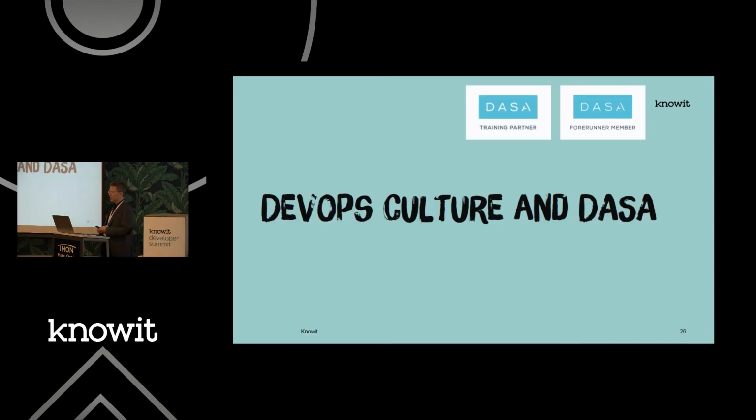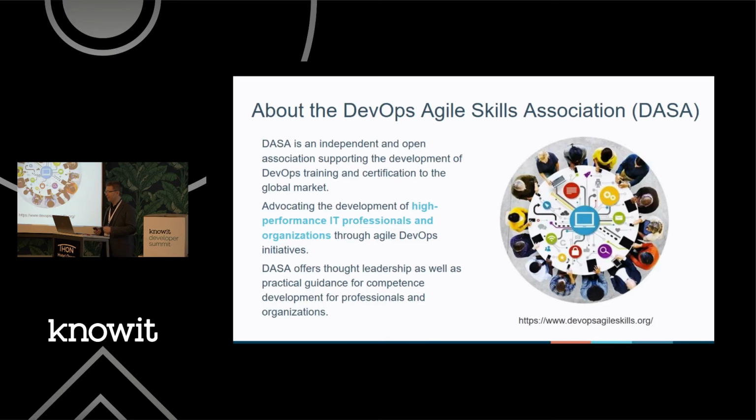Now let's talk about culture then. Culture via eyes of DASA. And Knowit is a DASA training partner, also a DASA forerunner. So this is an association, a big association in DevOps, Agile, Skills. The words come from DevOps, Agile, Skills Association, DASA. So it's a global association putting together different experts in DevOps globally.